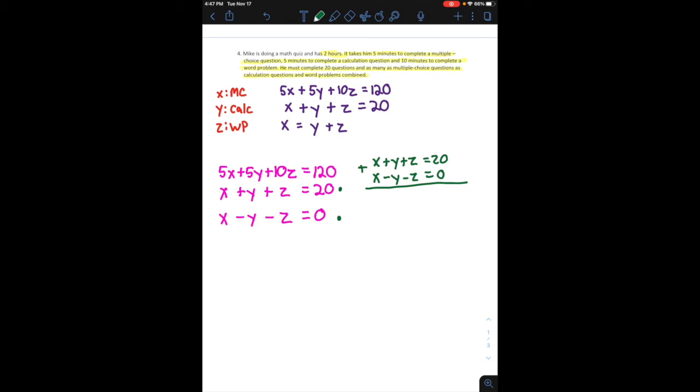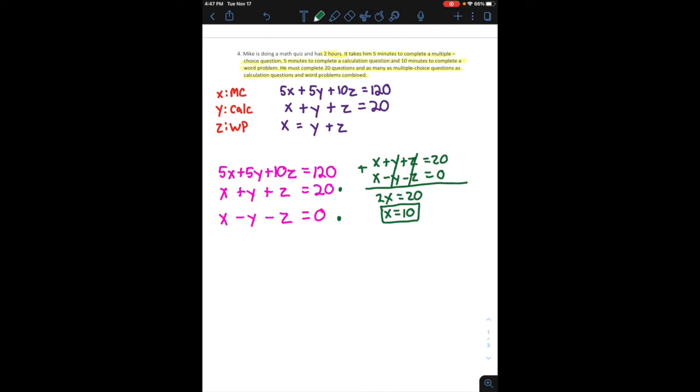Coincidentally, in this case, we're going to have x plus x is 2x, y plus negative y is 0. We're also going to eliminate the z's because z plus negative z is 0, equal to 20. This is actually going to allow us to find x. By dividing by 2, we know that x, or the multiple choice questions that Mike is going to complete, is 10.